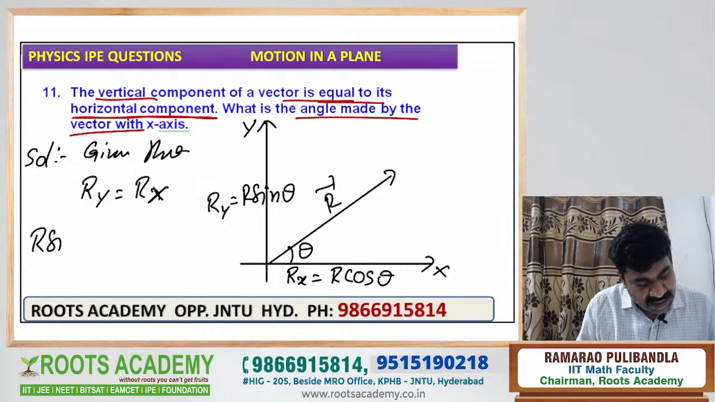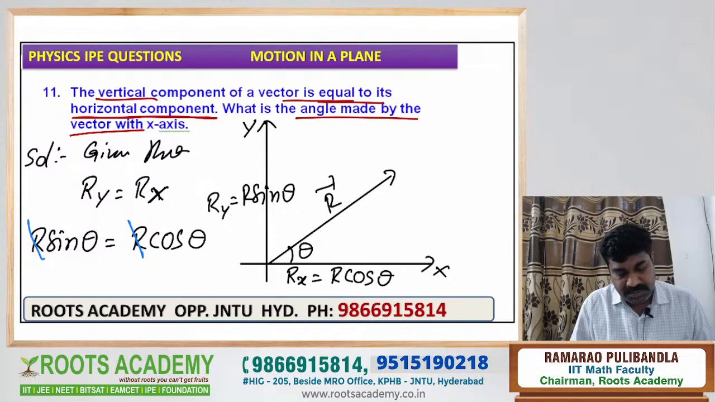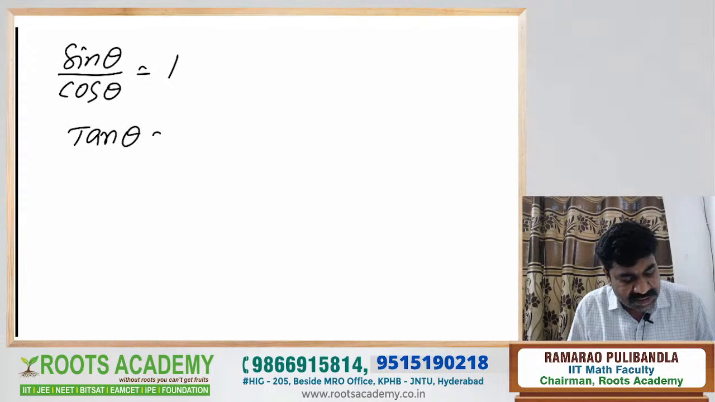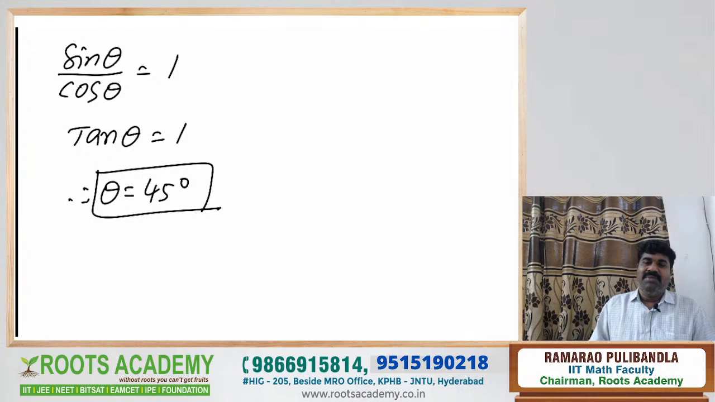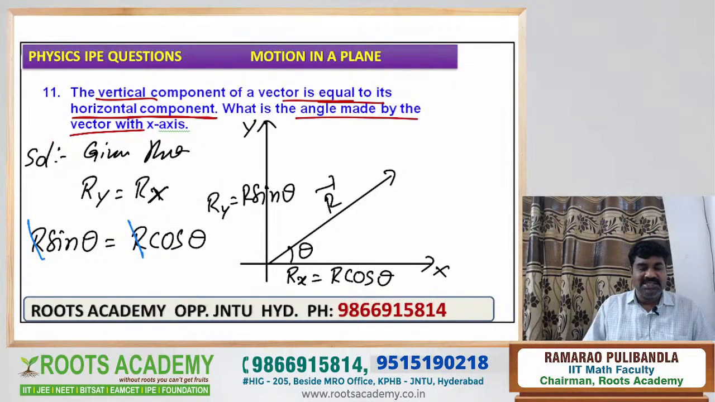So here R sin theta is equal to R cos theta. Here R and R cancel. So sin theta by cos theta is equal to 1. Tan theta is equal to 1. Therefore, theta is nothing but 45 degrees. The angle made by the vector with x-axis is nothing but 45 degrees.